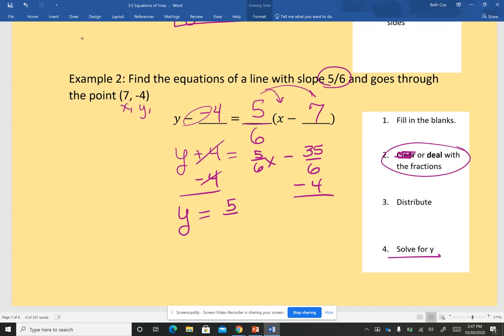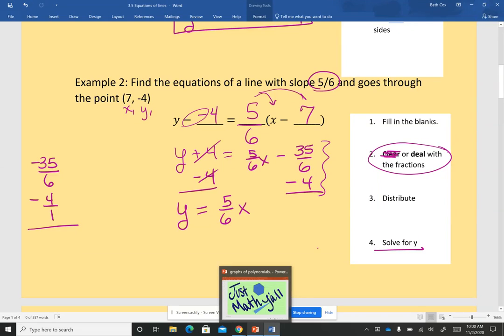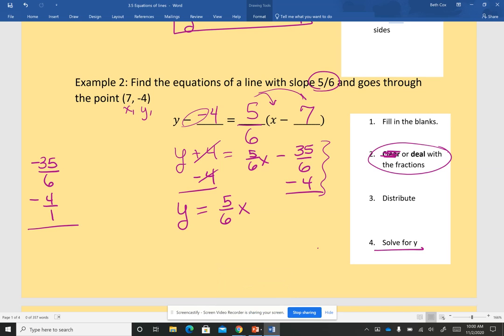And I get 5/6 x, and then I'm going to do that on my calculator. Okay, we're going to use our calculator to do negative 35 over 6 minus 4. Please feel free to use your calculator. I'm going to do it really quickly over here on the side in the margin. So we're going to get a common denominator of 6. And so since the top one already has a denominator of 6, I don't need to change the numerator.